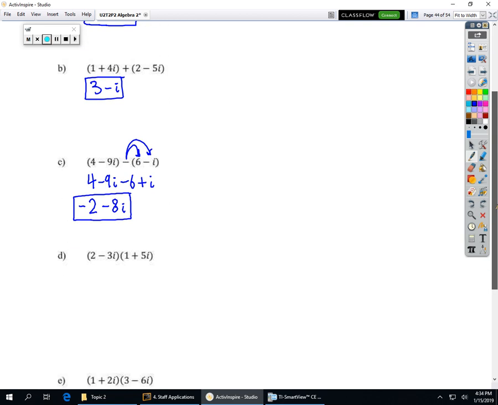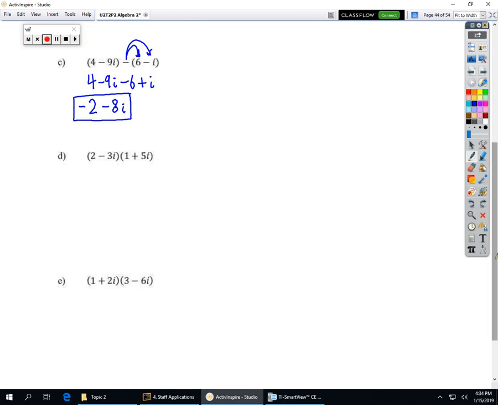So this one's adding and subtracting. Do we need our multiplication? So I do need to multiply this. So 2 times 1, 2 times 5i, negative 3i times 1, negative 3i times 5i. So 2 times 1 is 2. 2 times 5i is 10i. Negative 3i times 5i is negative 15i squared. Combine the i's together. That's plus 7i minus 15i squared.